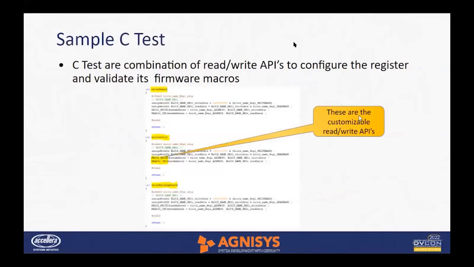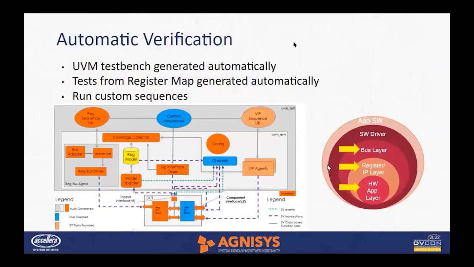C tests are a combination of read and write APIs to configure the register and validate its firmware macro. So here you can see these are customizable read-write APIs. Automatic verification: UVM test benches are generated automatically, and tests from the register map are generated automatically. And you can also run custom sequences.